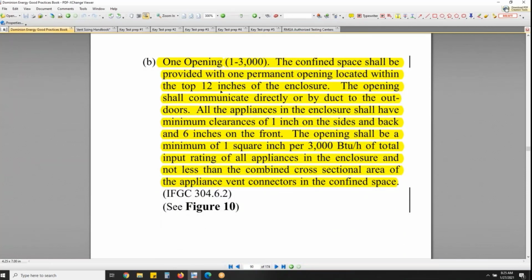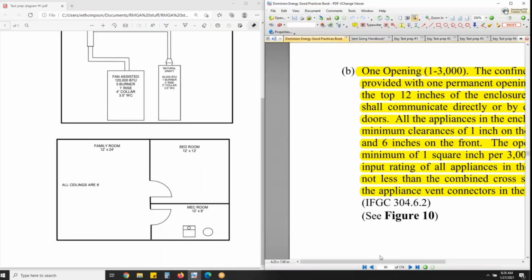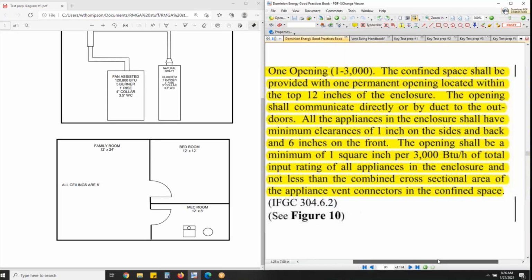One opening. Okay, so if we have one opening, the confined space, and all appliances in the enclosure shall have a minimum clearance of 1 inch on the sides and backs and 6 inches in the front. Again, I can't emphasize to you guys enough, the answers are all in the book. You just got to know where to go to find them, okay?